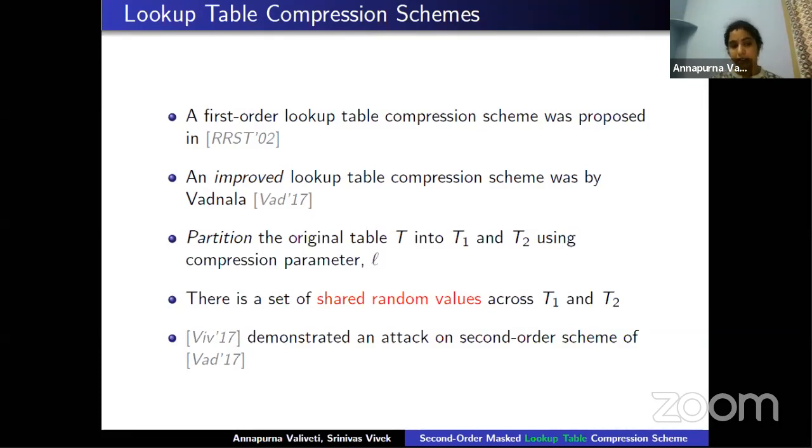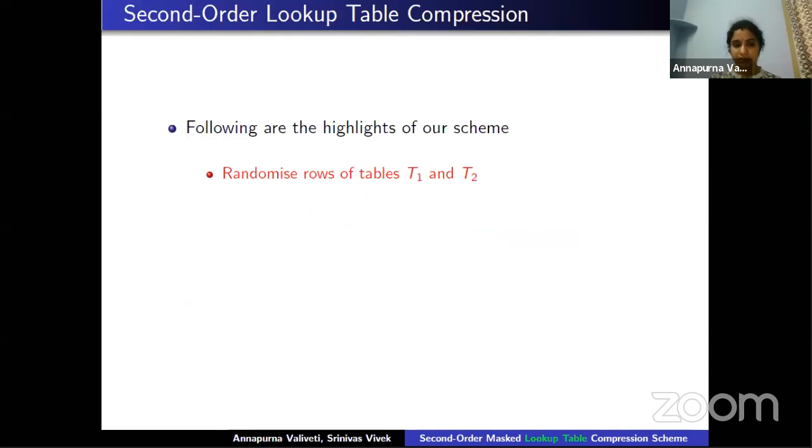But recently, Vivek demonstrated a second order attack on the second order scheme of Vadnala. So we aim to optimize the second order compression scheme, not only for security, but also for memory, randomness, and the online computation time. First, we initially randomized the tables to secure them from the attack of Vivek. We randomized the tables T1 and T2 using different output masks, but this increases the randomness complexity of the scheme, which is going to be exponential in L.